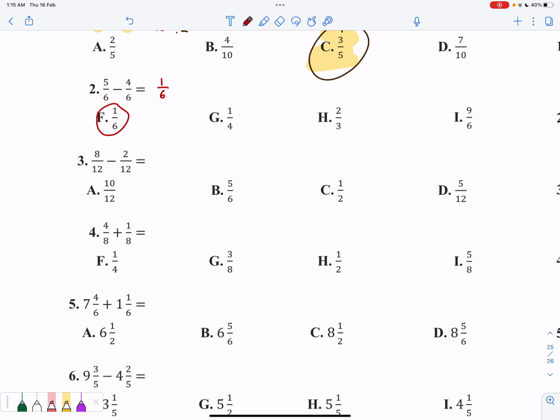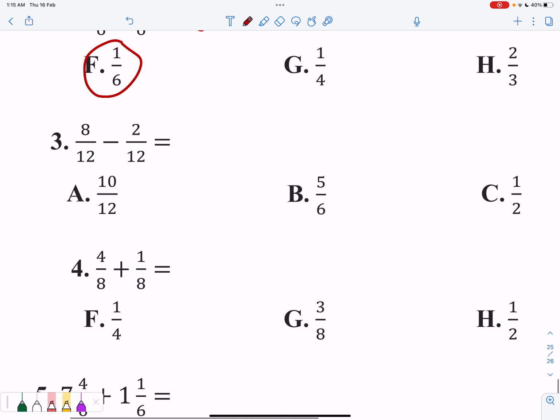Question 3. 8 over 12 minus 2 over 12. Again, we just subtract the numbers at the top. So 8 minus 2 equals 6 over 12. We keep the denominator the same.